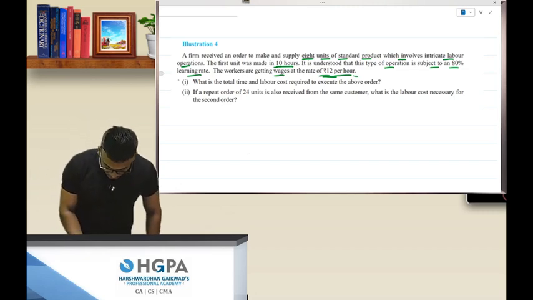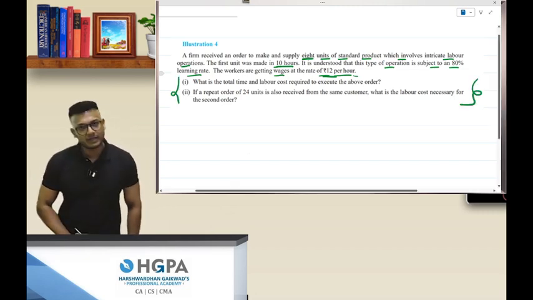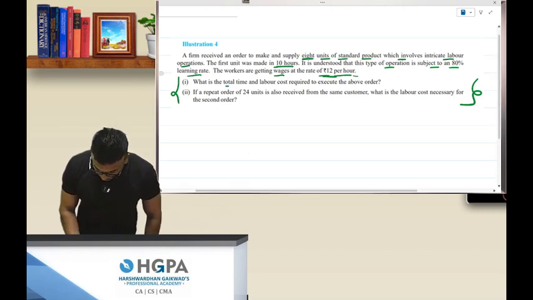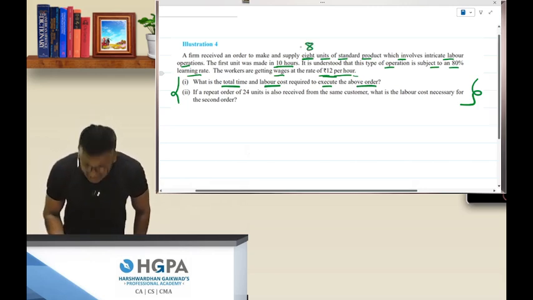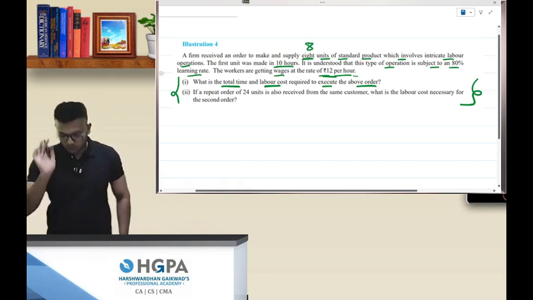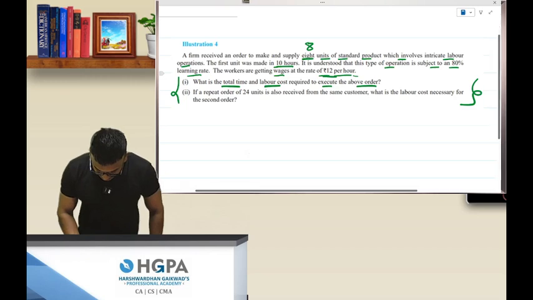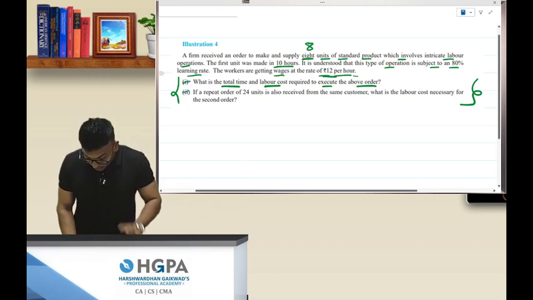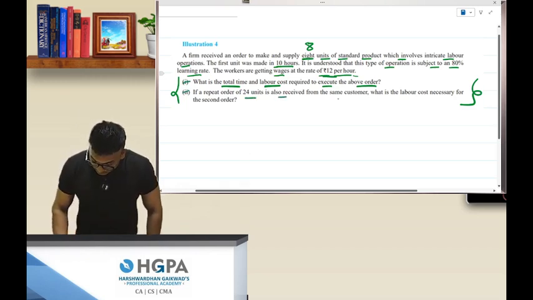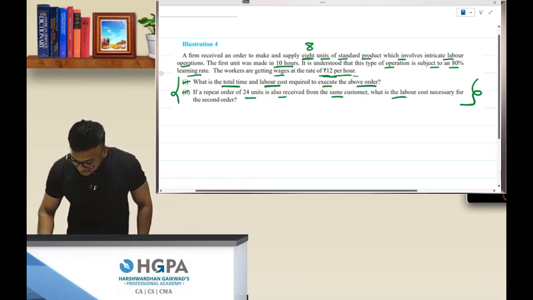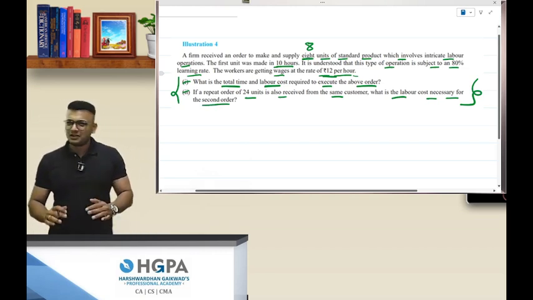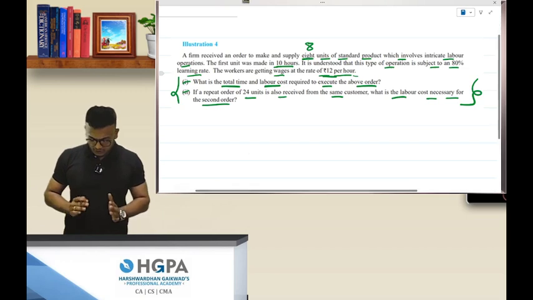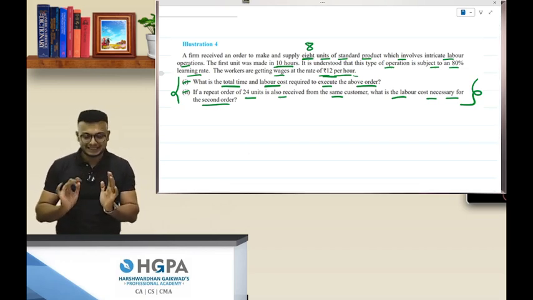They are asking 2 questions, so please mark this question as very important. What is the total time and labor cost required to execute the above order? What is the above order? Sir, the above order is for 8 units. Okay, sir, we'll do it. That's our first question. Second question: if a repeat order of 24 units is also received from the same customer, what is the labor cost necessary for the second order? For the second question, we'll go afterwards, obviously. First, we'll concentrate on the first question itself.